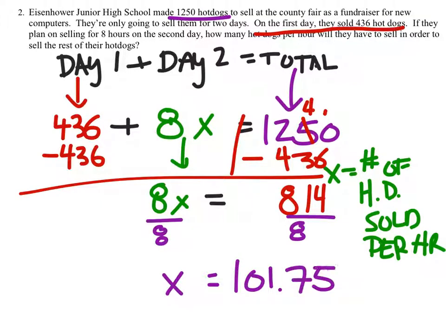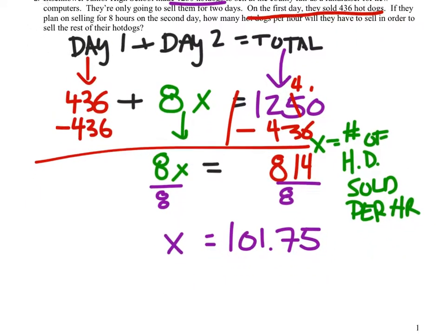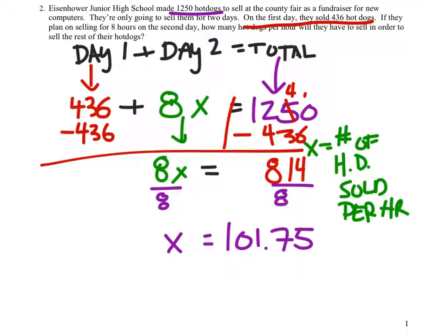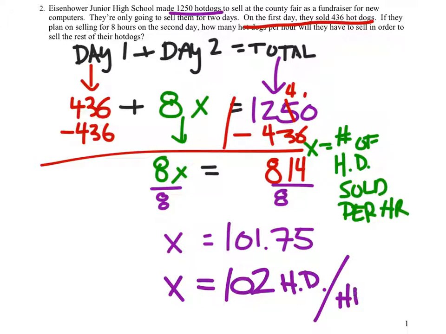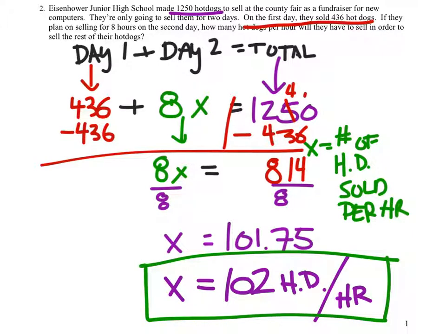101.75? Yes. Alright, now the problem with this answer, because this is a word problem, is you can't really sell 101.75 hot dogs per hour. You need to round this up. So we would have to say that, in fact, they would have to sell 102 hot dogs per hour. And yes, this is a word problem, so on a test, if it was not labeled, you would be losing points. Now hopefully that made sense in context.